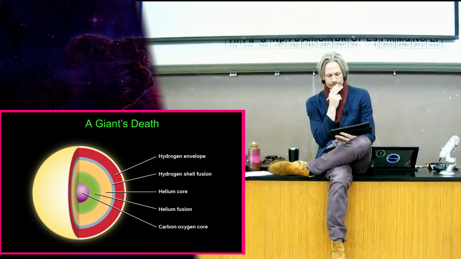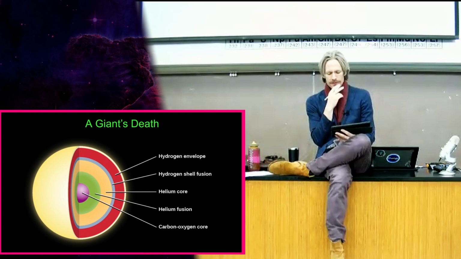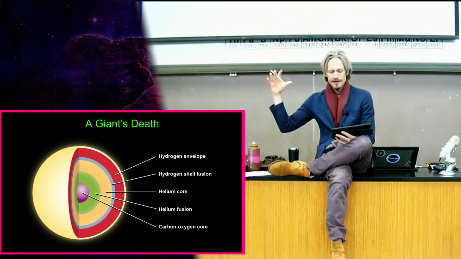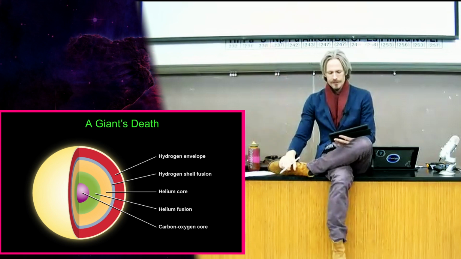All right. So as all that heat flows outward from the two fusion shells, the outer regions begin to expand again, and the star moves back into the red giant part of the HR diagram.